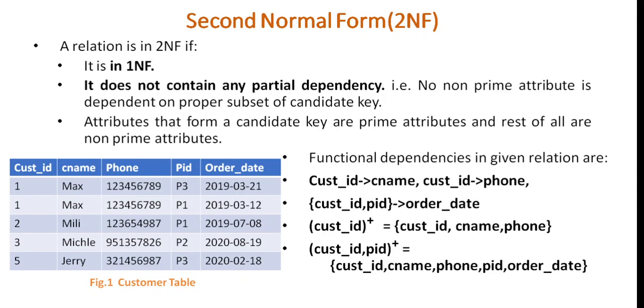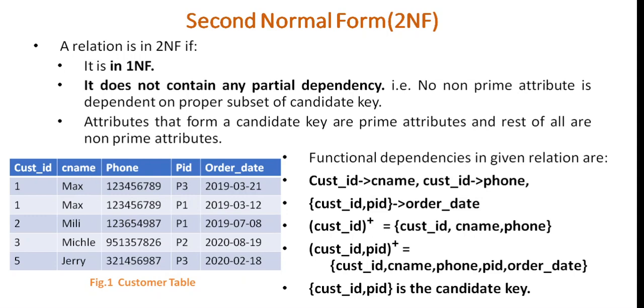So from the given closure sets we can say that customer ID and product ID, this combination, is a candidate key, because this combination can identify all the attributes in the relation. So this is how we can find out closure from functional dependencies, and from closure we can find out candidate keys.